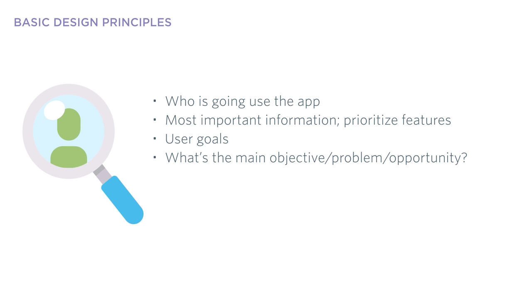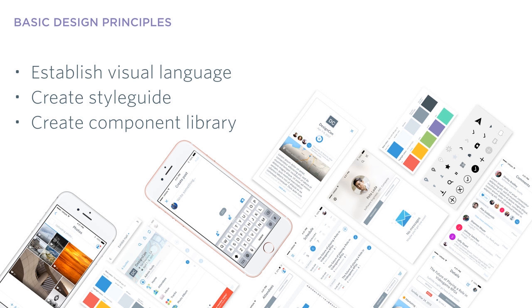I also wanted to talk about a few other things that are important. They're not necessarily first steps, but still important in the process. And that is establishing a visual language, creating a style guide, and creating a component library. So investing in these steps is what sets an excellent app apart from a mediocre one.